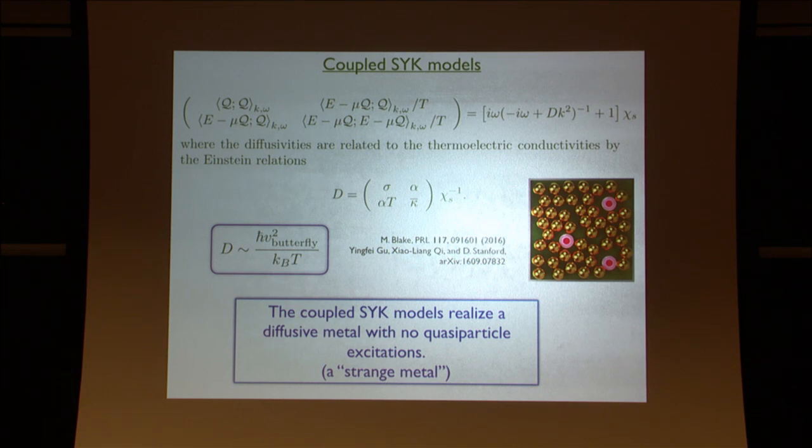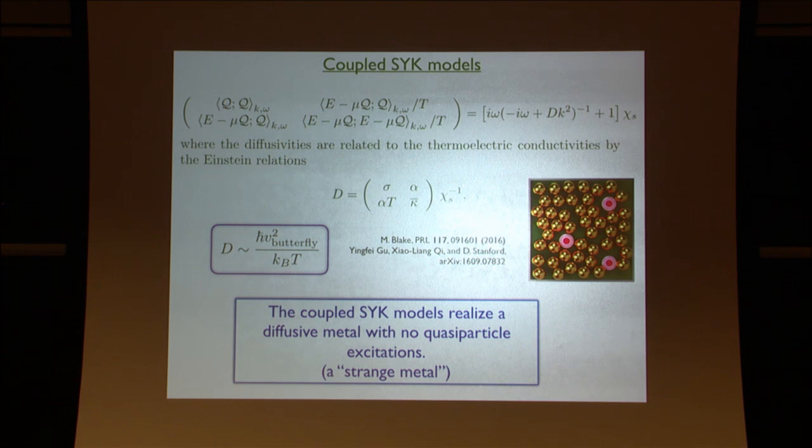There's certainly been a huge amount of work in the condensed matter literature on diffusive metals, but these are always weakly disordered metals where quasi-particles are ultimately long-lived. But now we have an example where there are no quasi-particles and where there's diffusive transport of both energy and charge. Also in this paper, they computed this diffusivity, and it was related to the butterfly velocity by this particular relationship.